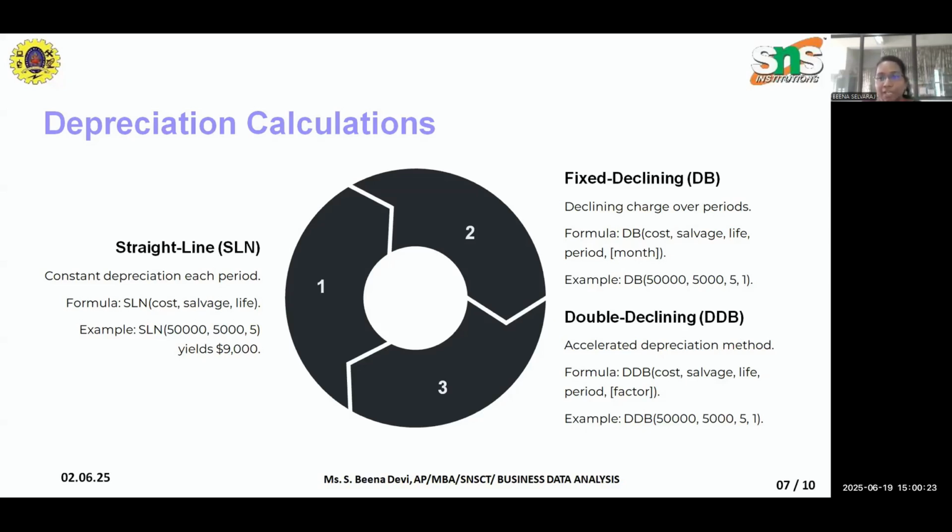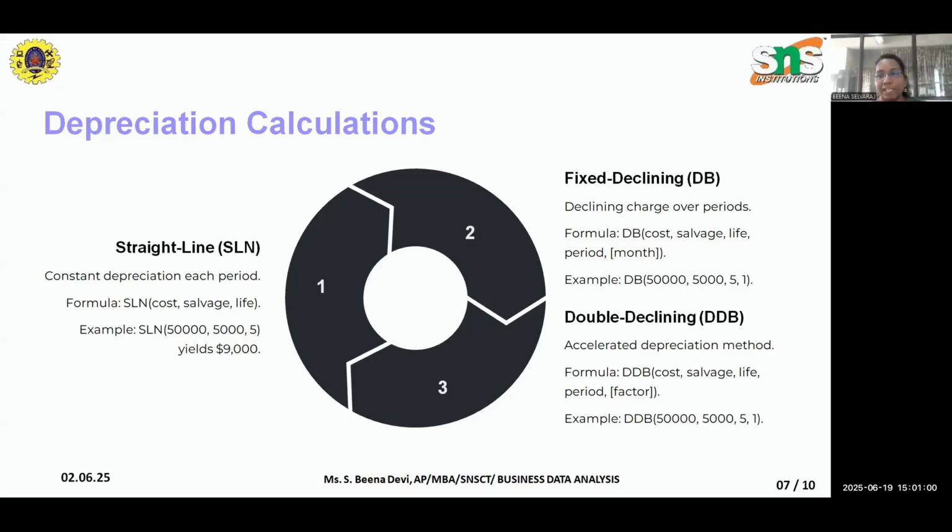The first one is the straight line method, which gives a constant depreciation each period. For the straight line method, we use the formula SLN, which includes the cost, salvage and life. For example, the cost of the product is 5,000, the salvage amount is 5,000, and the life is 5 years, then it yields 9,000. That is how the straight line method is used in Microsoft Excel to calculate depreciation.